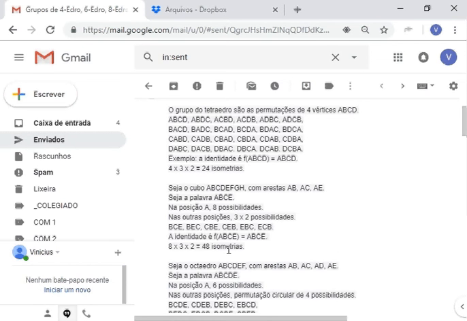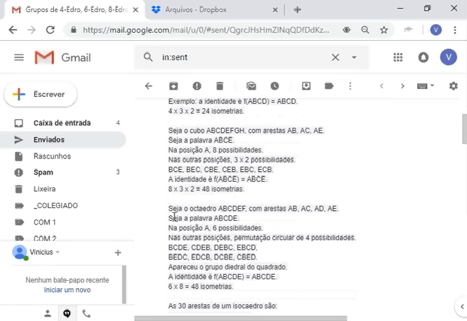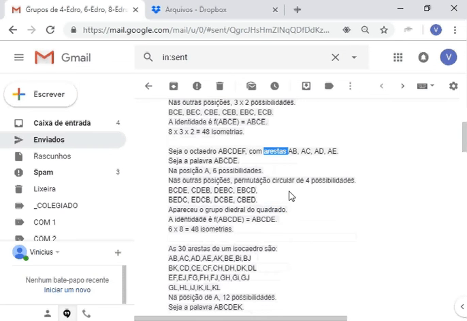It is not Z48. Let the octahedron ABCDEF with edges AB, AC, AD, AE. Let the word be ABCDE. At the position A, 6 possibilities from A to F. At the other positions, a circular permutation of 4 possibilities, BCDE to CBED.